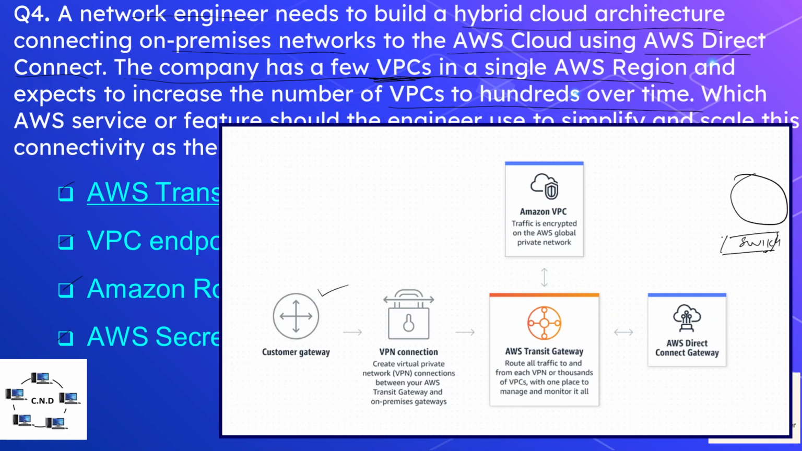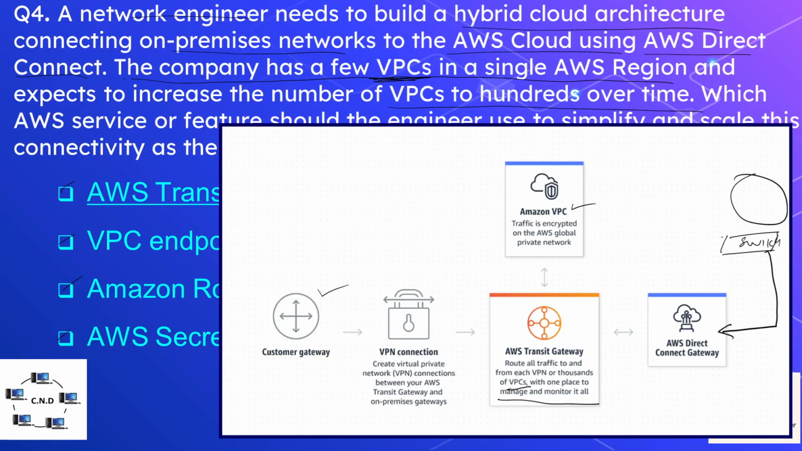So the customer wants to connect to AWS through Amazon Direct Connect Gateway, and the customer will be using many VPCs. So what is the best option? The best option is the use of Amazon Transit Gateway. It routes all traffic to and from each VPN or thousands of VPCs. So here we can see that the question is asking about an increasing number of VPCs. It provides support for thousands of VPCs with one place to manage and monitor.